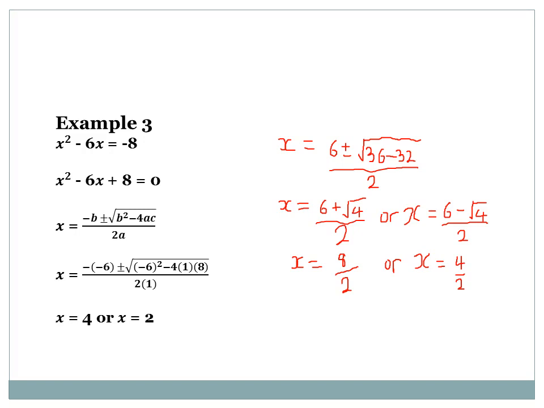Another value of x: the square root of 4 is 2. So we are going to have 6 minus 2, divided by 2. And 6 minus 2 is 4. 4 divided by 2 will give us 2. So now, the final answer: x is equal to 4, or x is equal to 2.